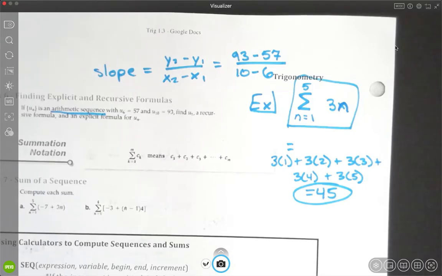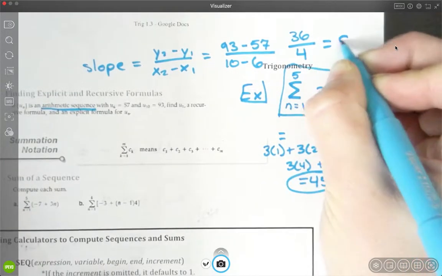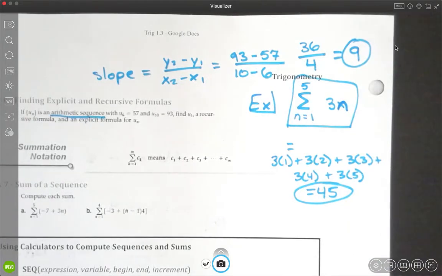Well, it's 12, so we're good. No, there's 6. Because you already have 6, so you see 7, 8, 9. And you already have 10, so it's divided by 3. But that's for additions, though. It's 9. What is 93 minus 57? 36. And 36 divided by 4 is 9. Okay? Because 10 minus 6 is 4.